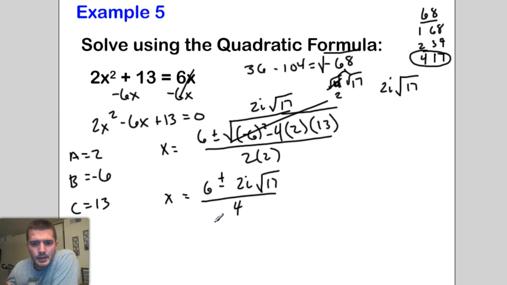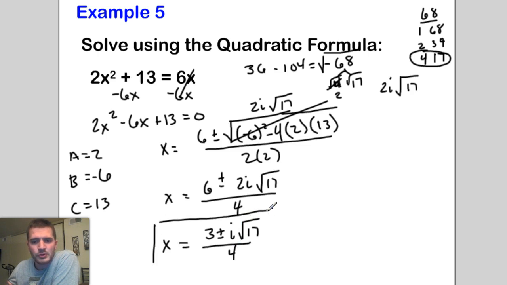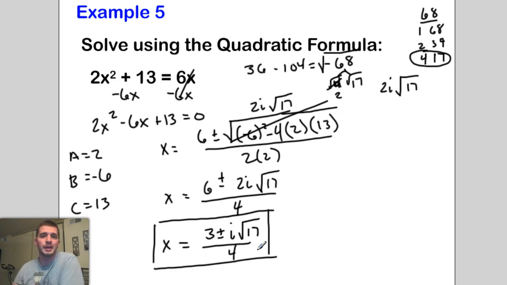which is 4. Now again, you see that each one of my terms is divisible by 2, so I'm just going to divide everything by 2 just to simplify it all. So this will be 3 plus or minus, again 2 divided by 2 is 1, so just i times the square root of 17 all over 4. Now you notice I haven't been doing decimals. Again, there's no way to do decimals with the imaginary numbers. So don't worry about that. Again, pay close attention to what the directions are asking you, though. If they're asking you for decimals, make sure you give them decimals. If they're asking you for just the roots, that's fine too. You don't have to do the decimals.